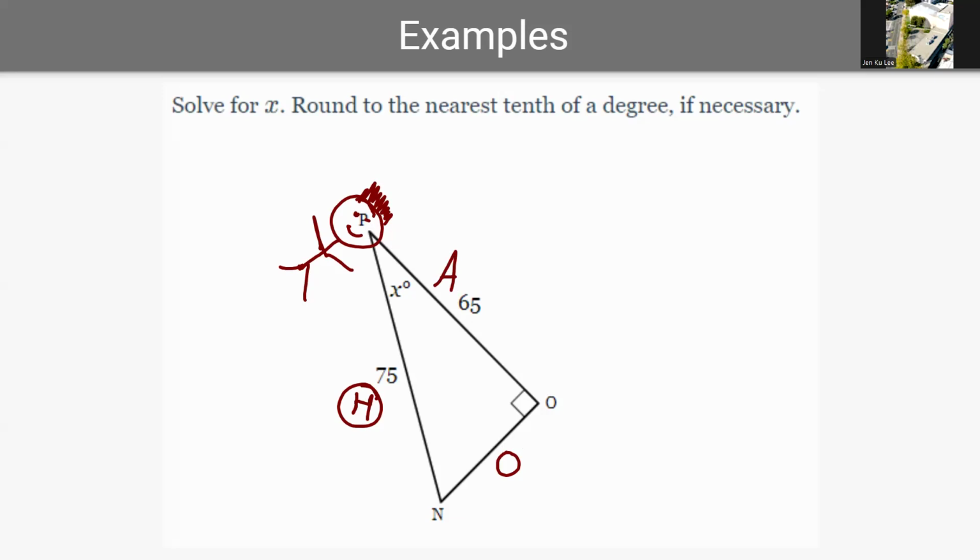Okay, label the triangle. That's your first step, regardless of what it's asking you. You don't even have to read the directions, right? If you know you're doing trig, and if you know you have a right triangle, go ahead and label the sides. Okay? So I have A, 65. I have my H, which is 75. And I want to know what x degrees is, right? So what trig function deals with A and H?